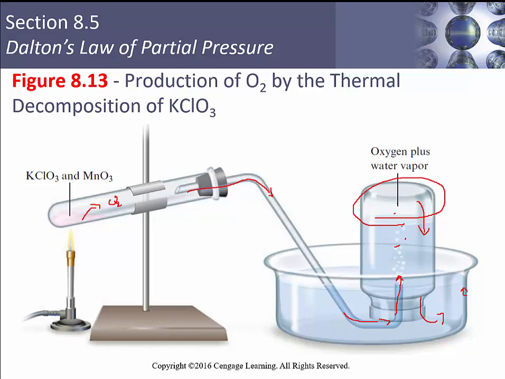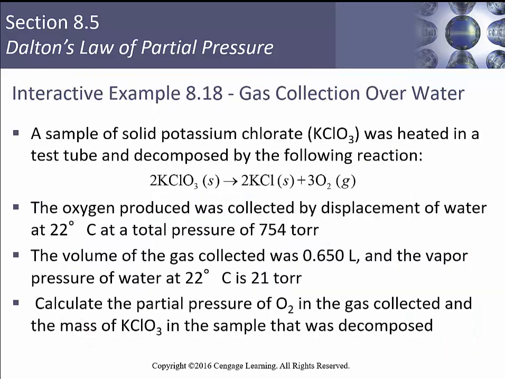Right, so let's look at an example of what we can do with this. A sample of solid potassium chlorate is heated in a test tube and decomposed by the following reaction. We've got potassium chlorate plus heat, going to give us 2 potassium chlorides and 3 oxygen gases. The oxygen produced was collected by the displacement of water at 22 degrees C and a total pressure of 754 torr. The volume of the gas collected was 0.650 liters, and the vapor pressure of water at 22 degrees C is 21 torr.